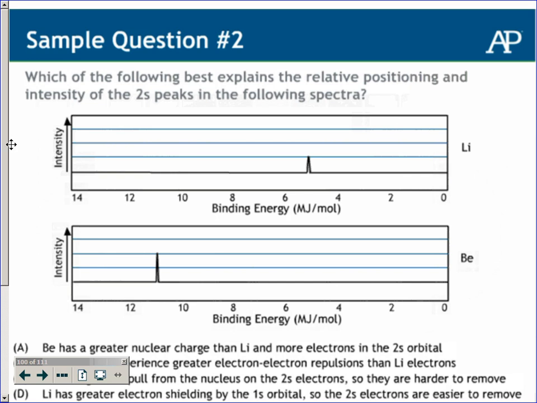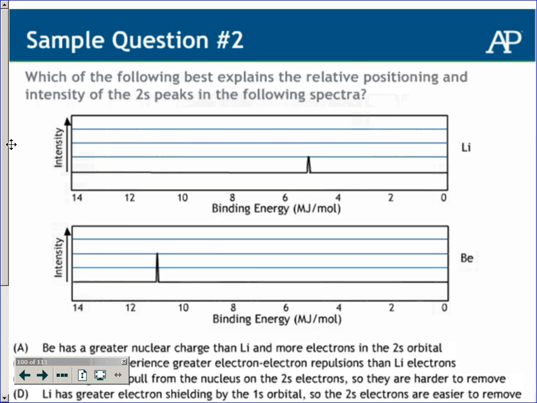Because remember, size of peak represents what? Number of electrons, right? Positioning of the peak represents energy of attraction, which really relates to what? Coulombic attraction, which really relates to what? Z. Okay, nuclear effective charge.